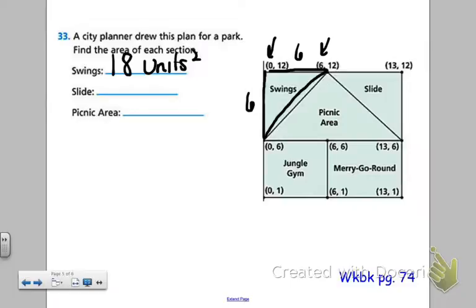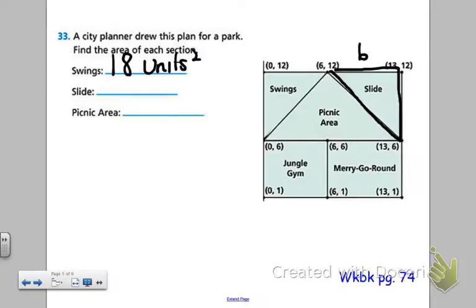Let's go to the slide. Alright, so here's our slide. We have a base, we have a height. Let's start with the base. So the base is a horizontal line, which means I can subtract the x coordinates. 13 minus 6 is 7. Now the height, I'm going to have to subtract the y coordinates. That will be 12 minus 6, which is 6. And now I'm ready to find the area. Base times height is 7 times 6, which will give me 42. Cut that in half, and the slide is 21 square units.